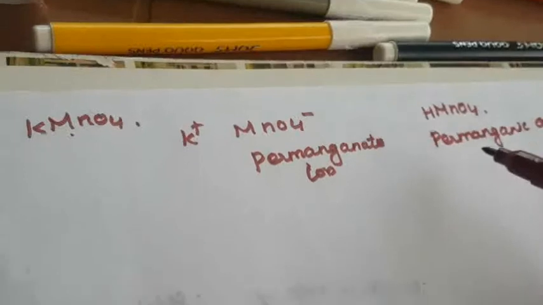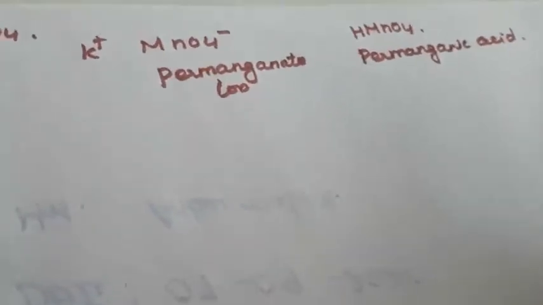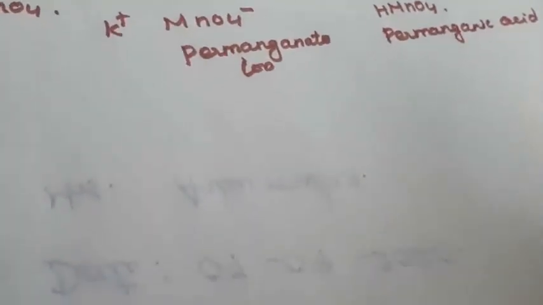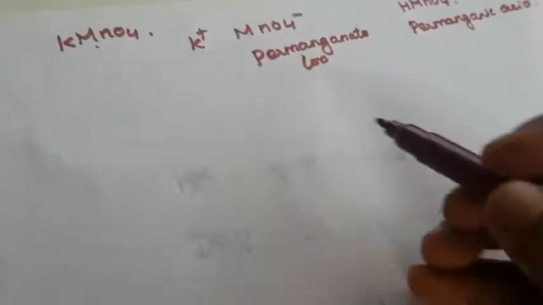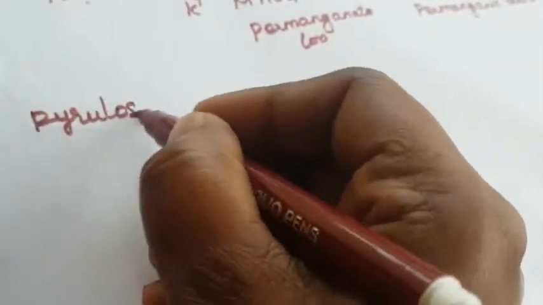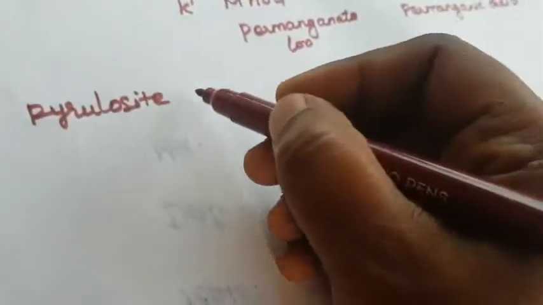Permanganic acid is the acid corresponding to KMnO4. Next is how to prepare KMnO4. First we are going to see the preparation of KMnO4. It is prepared from the pyrolusite ore, and it takes place in two steps.